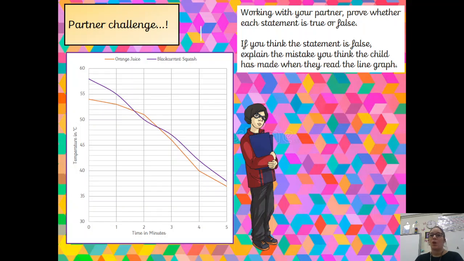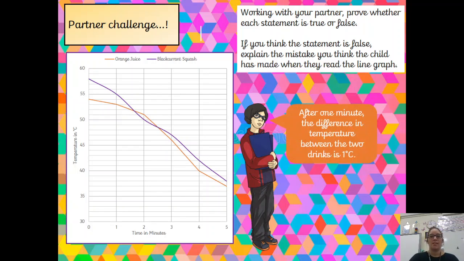Okay. Working with your partner, or if you haven't got a partner or somebody to talk to at home, have a think, okay? Put your thinking brains on and see if you agree with the following statements. If you think the statement is false, explain the mistake you think the child has made and tell me the correct answer instead.